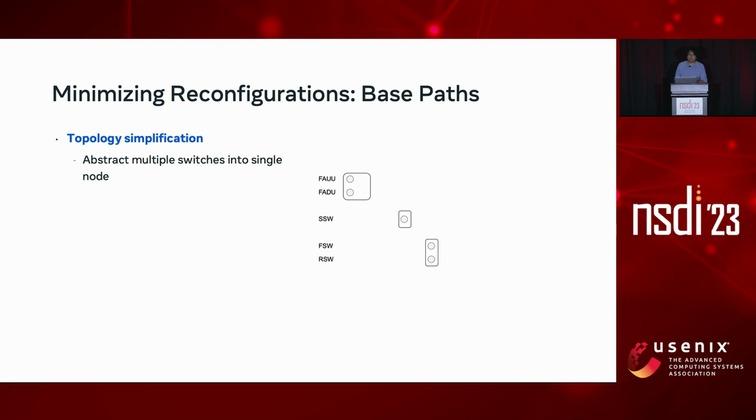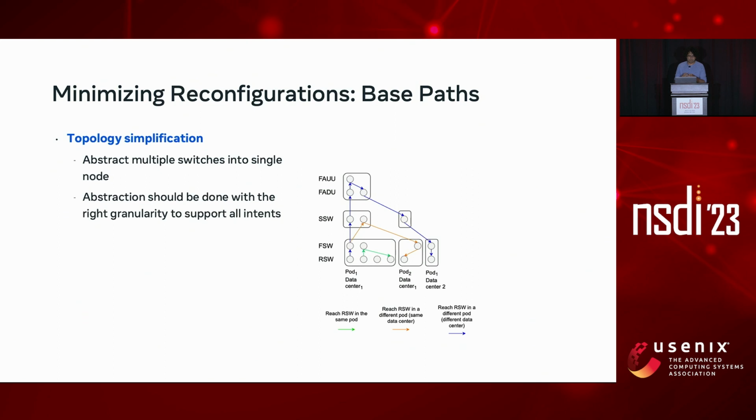The first step is topology simplification, where we abstract multiple switches into single switch nodes based on the roles. In this example, I have represented individual switch roles as a single node. However, this abstraction should be done at the right granularity so that we support enough policies and intents. Here, the granularity is expanded to support intents I1 and I2, which is the running example, where I1 is where the client tries to access a local service, and I2 is where the client tries to access a global service.